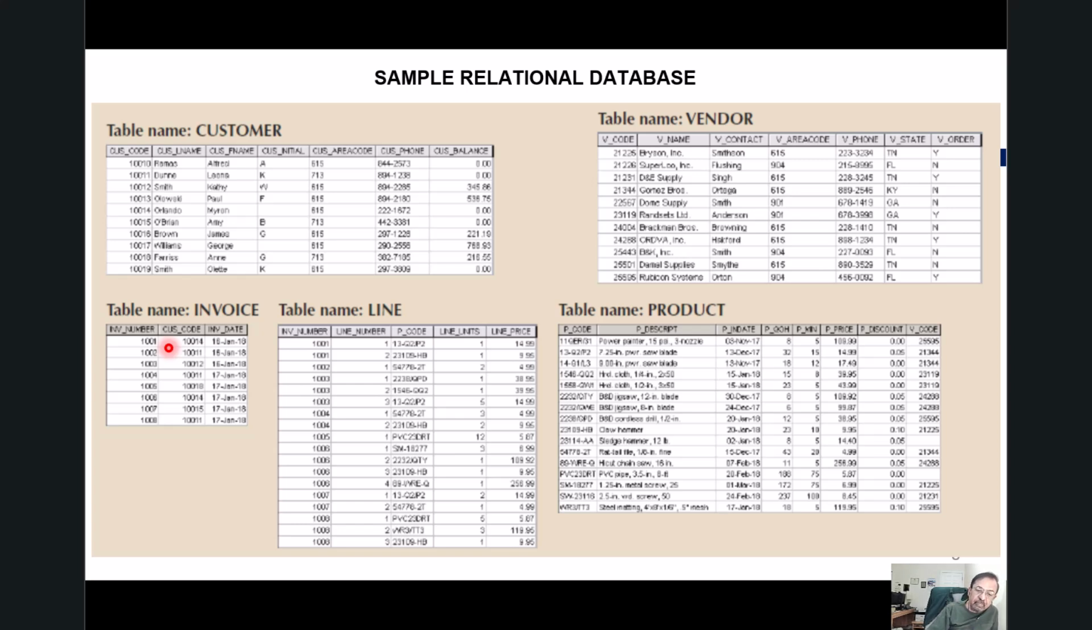When I group the invoice table by customer, what I'm saying is take all the invoices for one customer and put them in one group. So first customer, what are all the invoices for the first customer? Second customer, what are all the invoices for the second customer? So I'm basically taking this table and grouping all the records by customer.